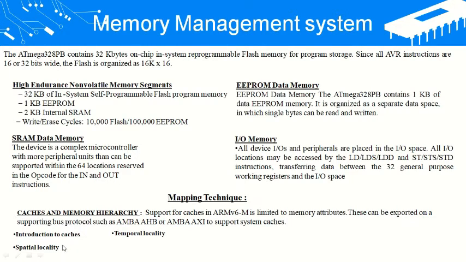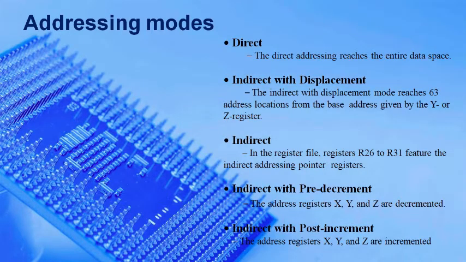Now coming to the next section, that is our addressing mode. In the microcontroller, five types of addressing modes have been used. They are direct, indirect with displacement, indirect with pre-decrement, indirect with post-decrement.